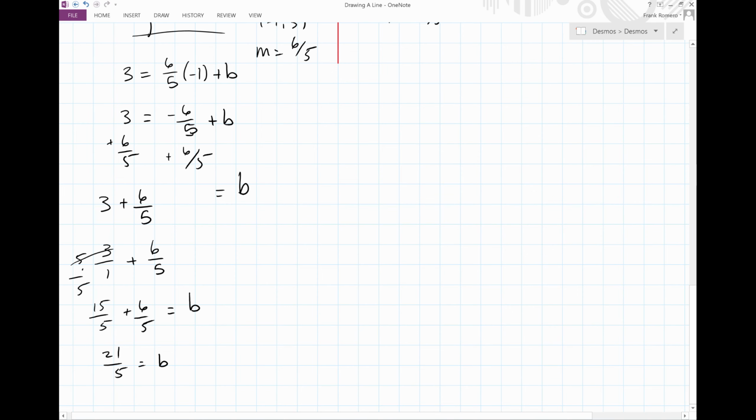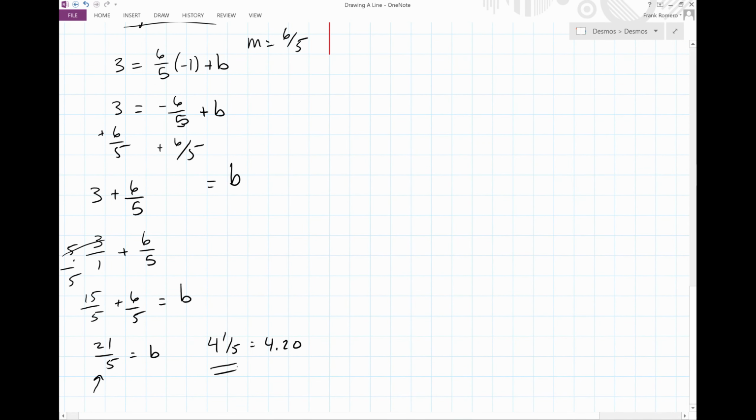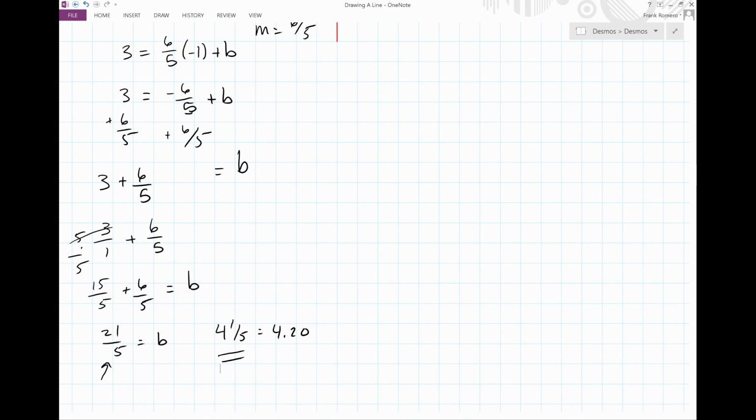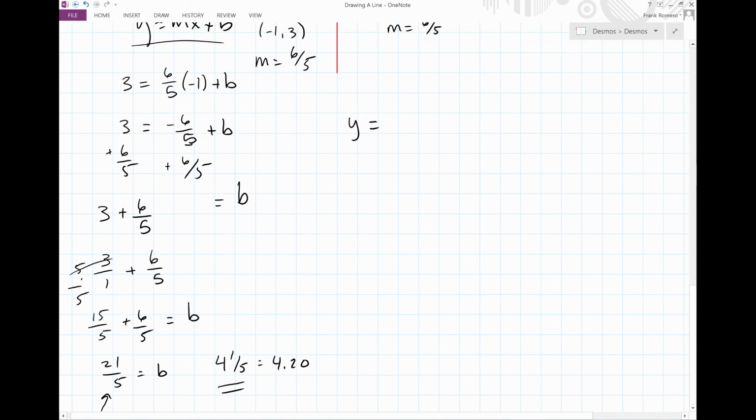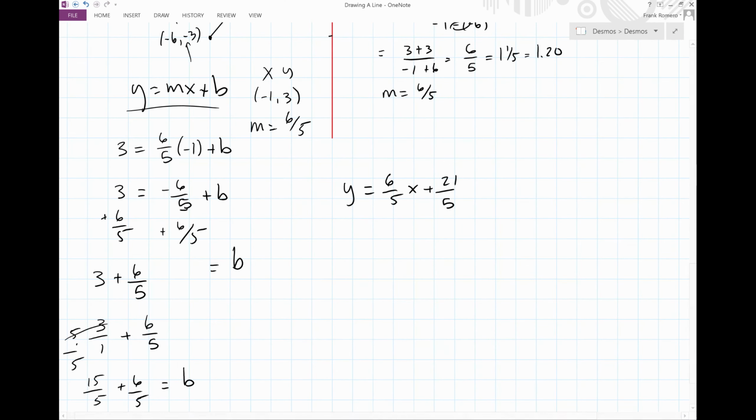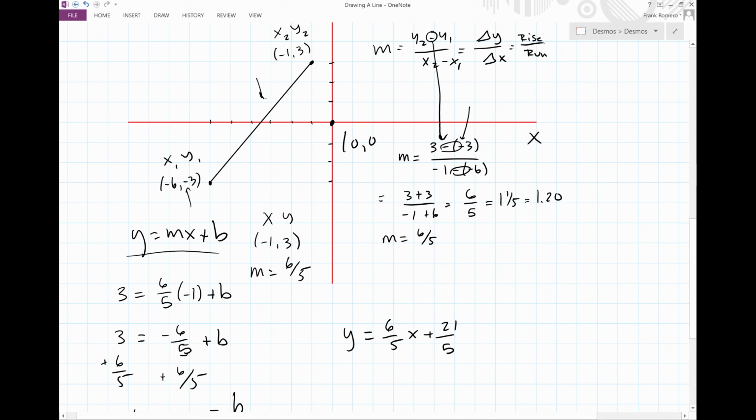20 over 5, that's 4, and 1 fifth, which is 4.20. But this is the answer. So that's 4 and 1 fifth. Okay, so y is equal to what? The slope is 6 over 5, x plus 21 over 5. Wow, that's the equation of this line. That's pretty amazing.